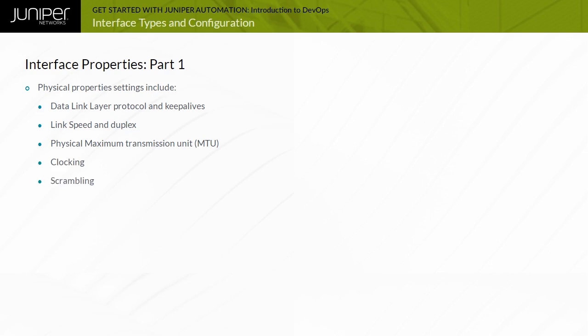Scrambling refers to payload scrambling, which can be on or off. You can modify the frame check sequence, or FCS, to 32-bit mode. The default is 16-bit mode. You can also enable local or remote loopbacks or set up a bit error rate test, or BERT test.